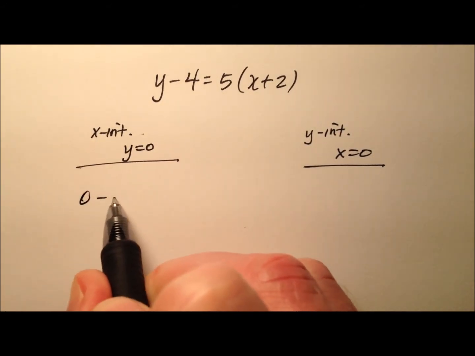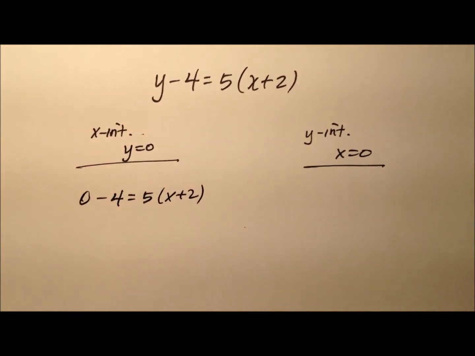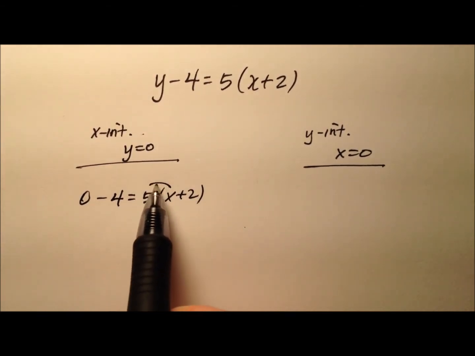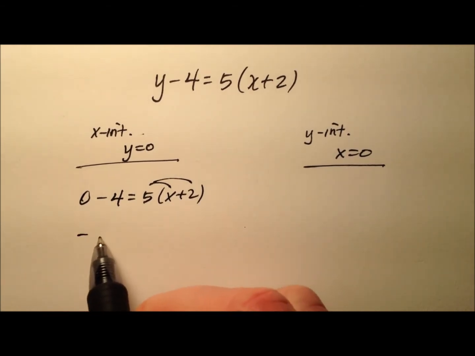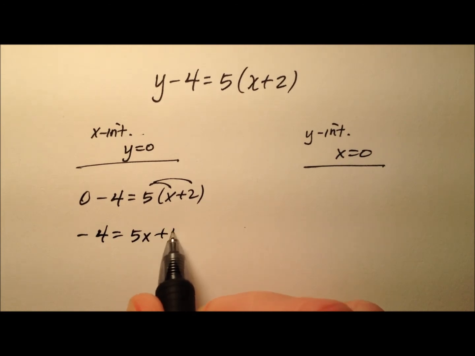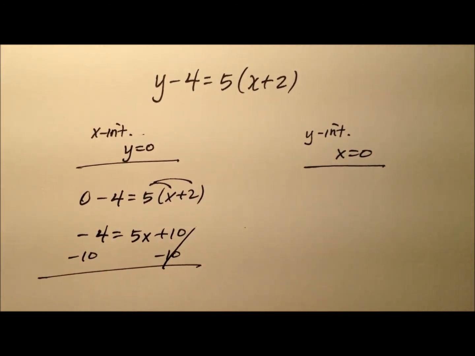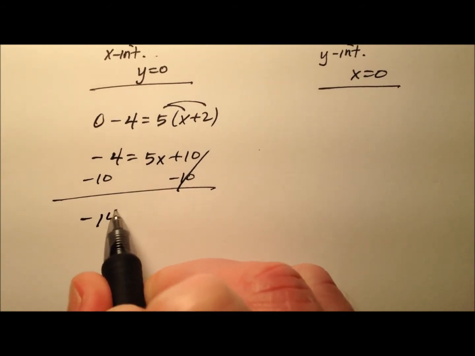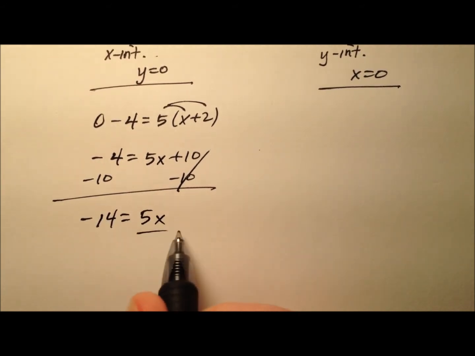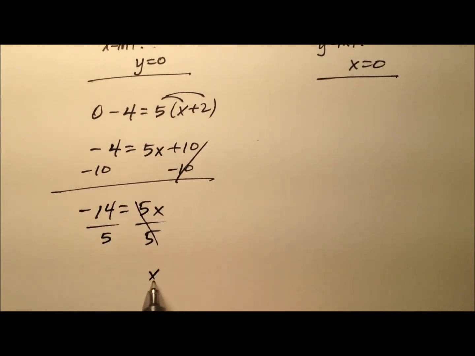So 0 minus 4 equals 5 times the quantity, x plus 2. So I'm trying to solve for x, so let's go ahead and distribute first. So on the left side, -4. On the right side, 5x plus 10. Let's go ahead and subtract 10 from both sides. So I'll have -14 equals 5x. So I can divide both sides by 5 to get that x all by itself.